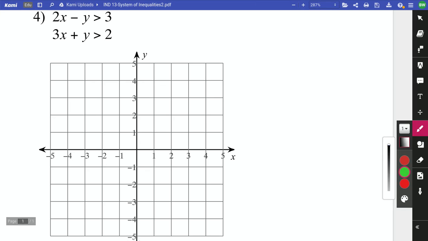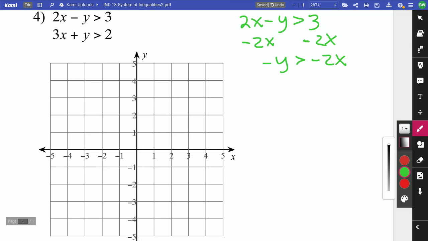So the first one, 2x minus y is greater than 3. Okay, we need it in slope-intercept form. So we subtract 2x from both sides first. Okay, so on the left, we just have negative y greater than negative 2x plus 3. Remember, you cannot combine 3 and 2x in any way. Those are not like terms, right?